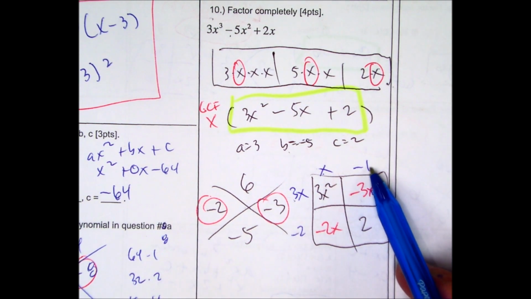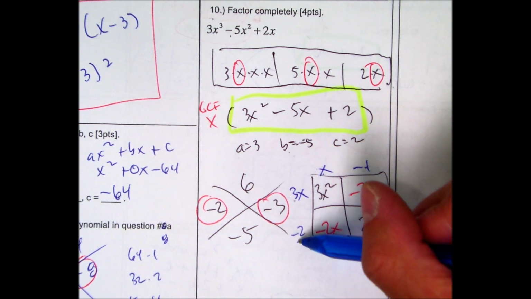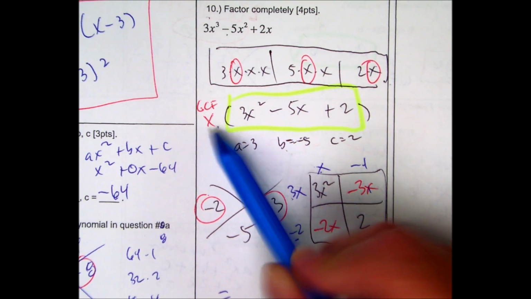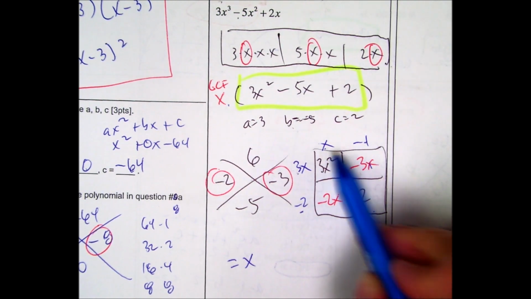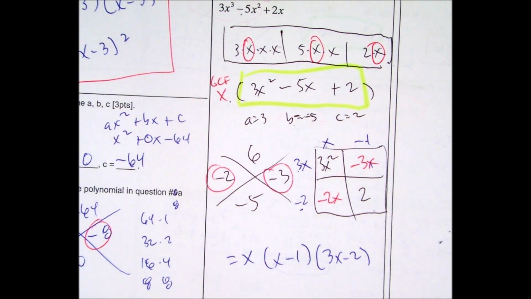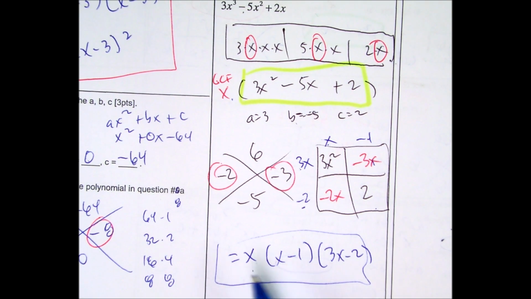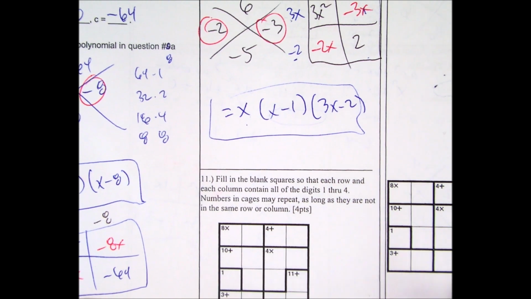Common mistake there is to put like a negative x. You can't have two x's there. Negative 1 times negative 2 is a positive 2. So our answer is, don't forget the GCF, which is an x. And then you have x minus 1, 3x minus 2. You got 2 points if you found the GCF as an x. If you got this as your answer but left off the x, I give you 3 out of 4.